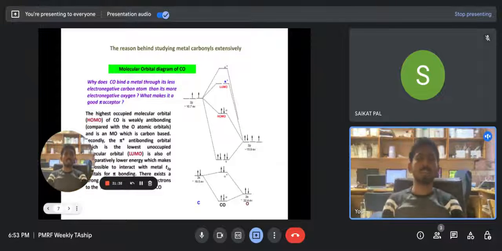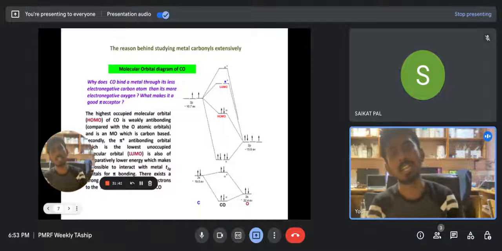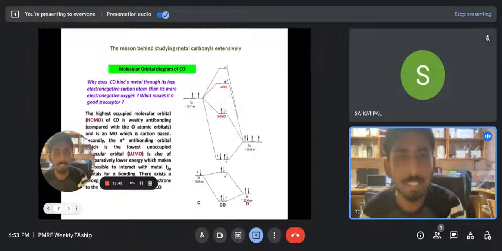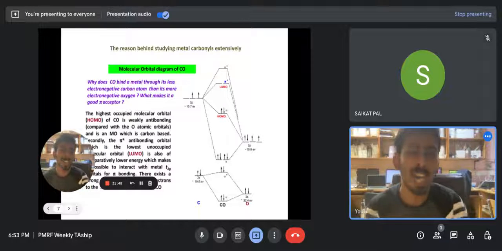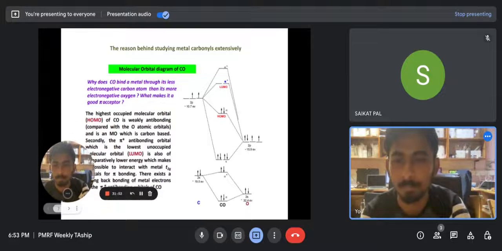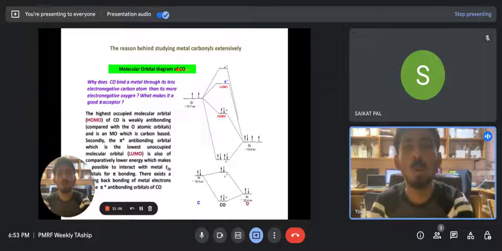Now the main question arises here: why are we so prone to understanding the bonding in the case of metal carbonyls only? Why should we study metal carbonyls extensively, and how are their bondings affected? So firstly, we will go one by one.